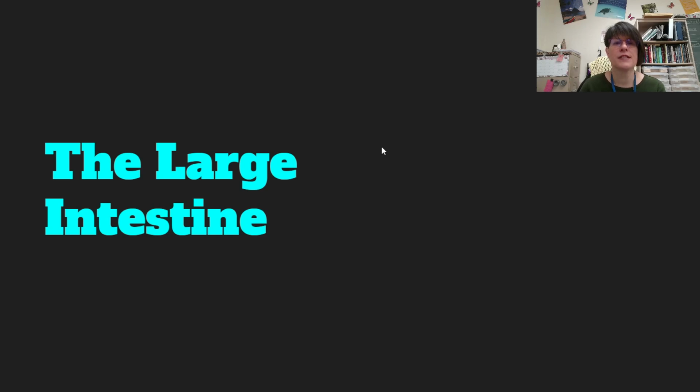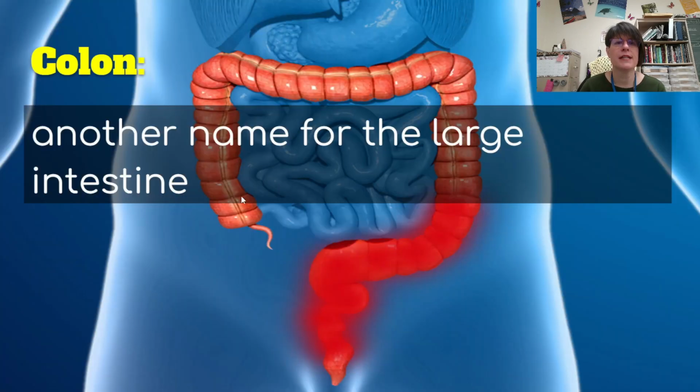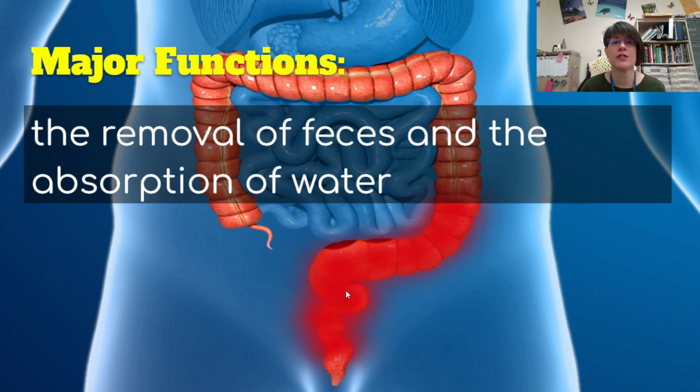There's also the large intestine. The large intestine is also called the colon. It is this red structure here. Okay. So if you ever hear of somebody needing a colonoscopy, they are taking pictures of the colon or the large intestine. Its major function is the removal of feces and the absorption of water.